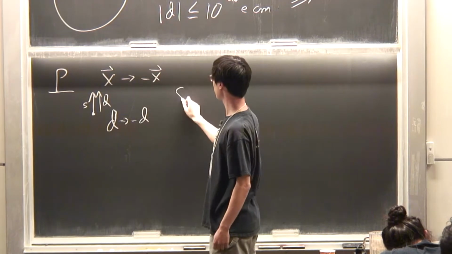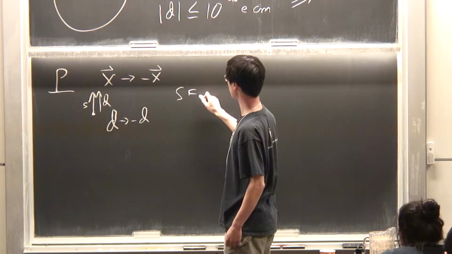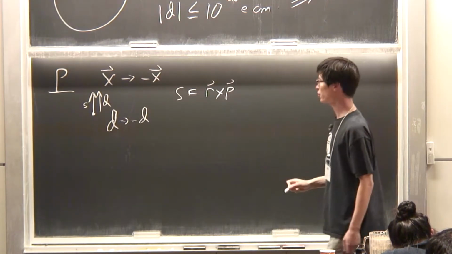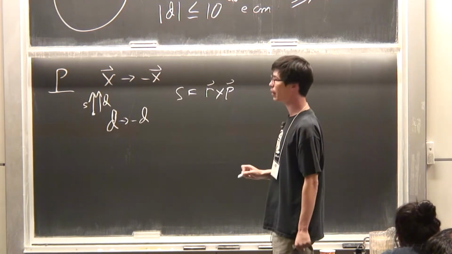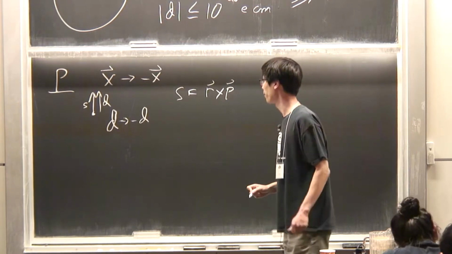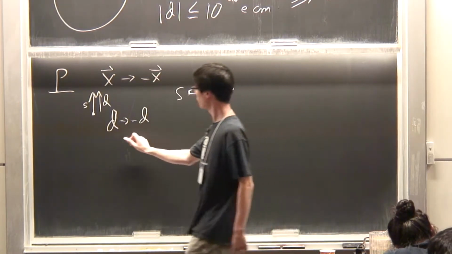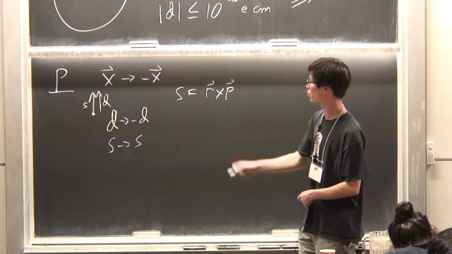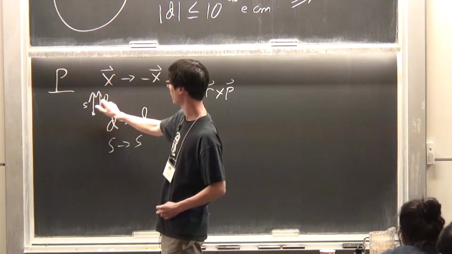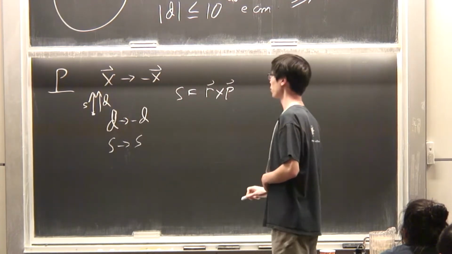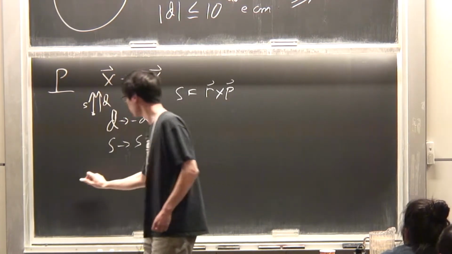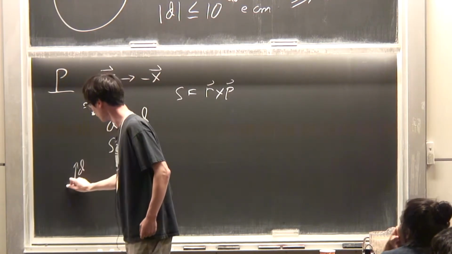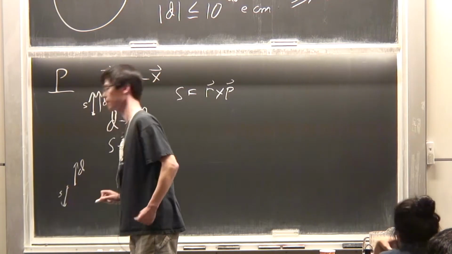Your spin vector is like r cross p. And so under x goes to minus x, your momentum changes direction and your radius changes direction. So s goes to s. And so this means under parity, a neutron whose spin and dipole moment are parallel to each other transforms into a neutron whose spin, well, let's say this is the dipole, and the spin is negative.